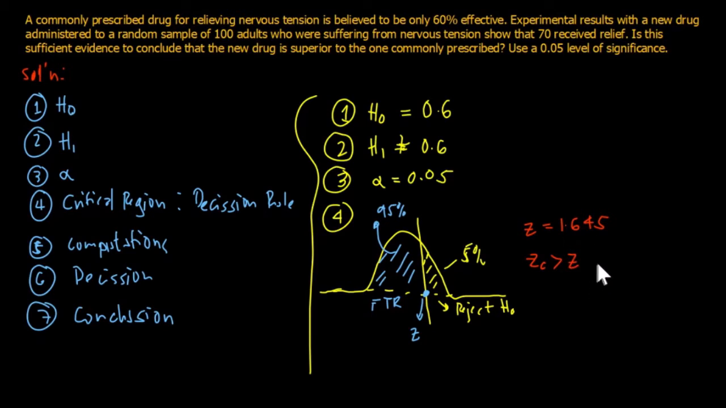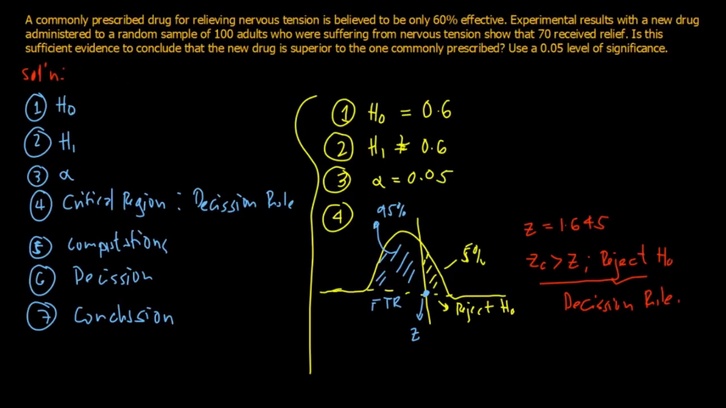So if our computed Z, that will be our Z sub C, is greater than our Z, which is 1.645, then we could reject H0. This is our decision rule. Okay, so we will now go to the computations. Let's have a new slide. Computation, I believe this is step 5.